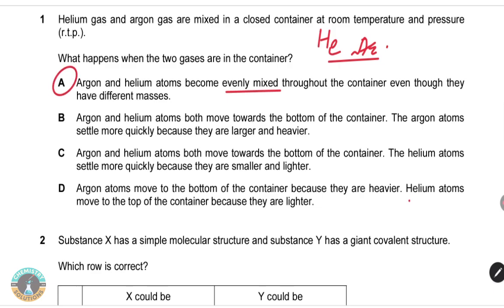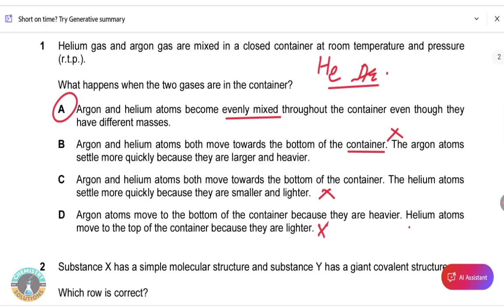Argon and helium atoms both move towards the bottom of the container? No, this one is wrong. The helium atom settles more quickly? No. Argon atoms move to the bottom of the container because they are heavier? No. As you people know, at room temperature and pressure, gases will be evenly mixed in the container. So this option is correct for us.